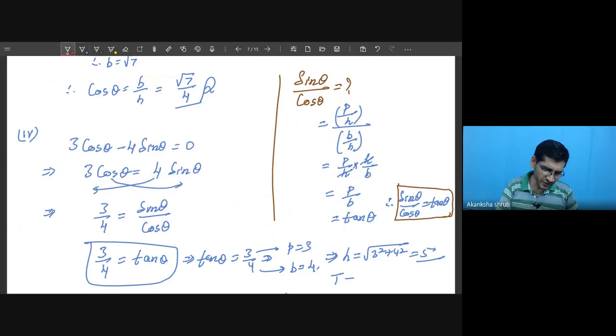It is also very important question, student. So what was given, that we have rearranged. The given was 3 cos theta minus 4 sin theta. So after rearranging, we were getting this sin theta by cos theta is tan of theta. So tan theta is 3 by 4. This way P and B. So obtaining H, that is going to give us the 5. Therefore say sec theta, cosec theta, that can be obtained by taking this PBH.